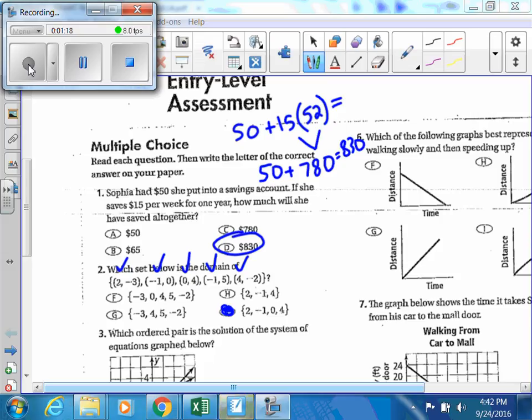What would the range of the function be? So let's look for the range. Even though they didn't ask for that, the range is the y coordinates. So in this case, that would be -3, because that's your y coordinate here, 0, 4, 5, and -2. So that would be F. So if they asked for the range, F would have been your answer.